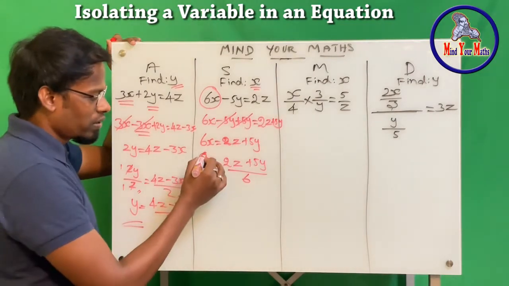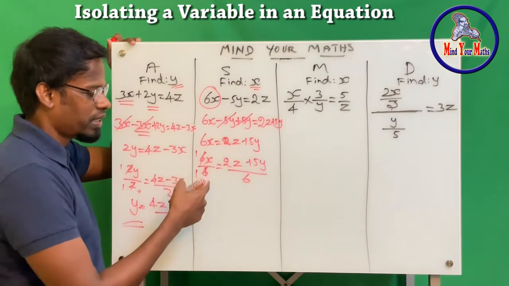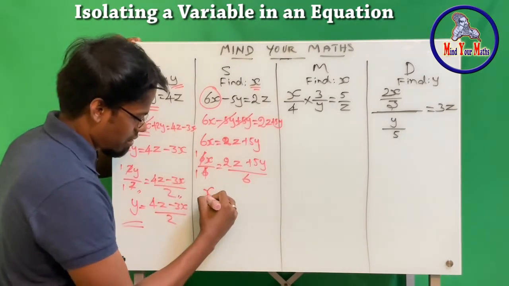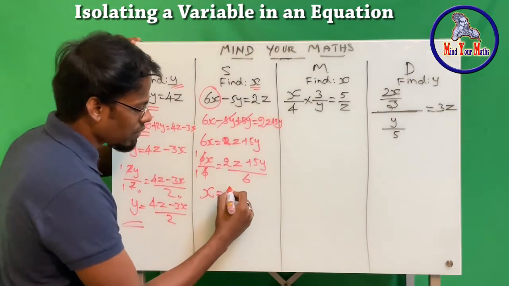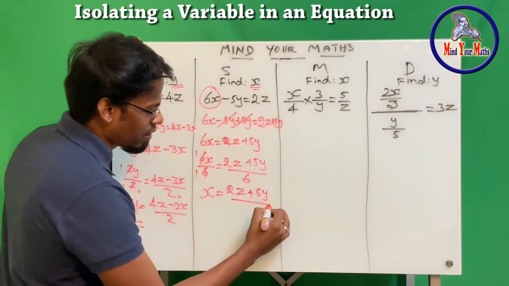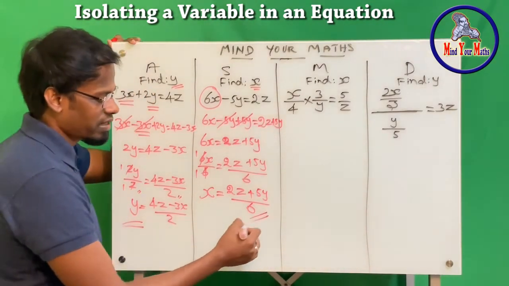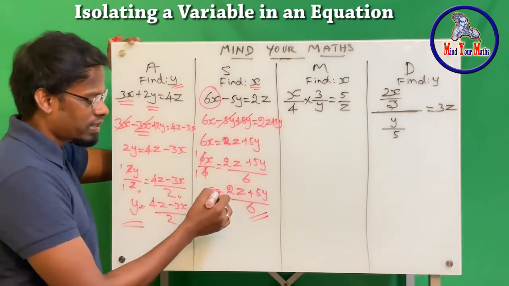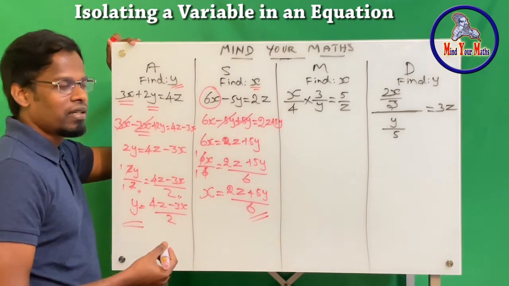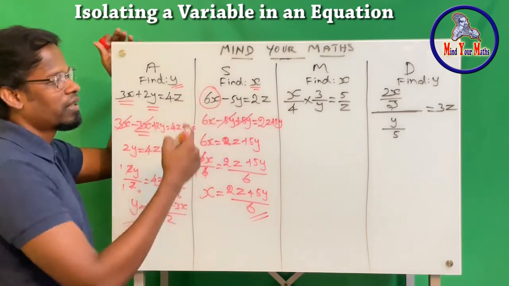So now here on the left side 1 times 6 is 6 and then 1 times 6 is 6. 6 and 6 get cancelled. So you're left with what? Only x. Yes. x equals 2z plus 5y divided by 6. Yes, that is correct. So that's how we isolated x. Clear so far? So this is how we are isolating the value in the addition and the subtraction.